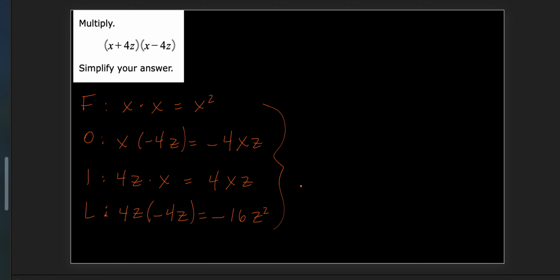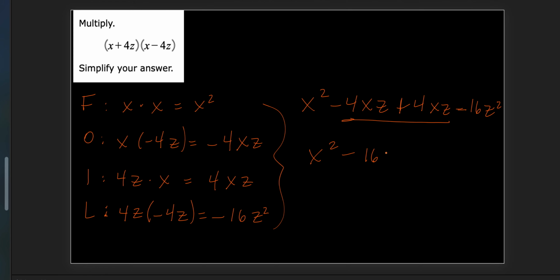Then you take all of this and line it up into your polynomial to see what you have. And you can see those middle terms are going to cancel out. So these two are the same, and minus one of those and plus one of those makes x squared minus 16z squared.